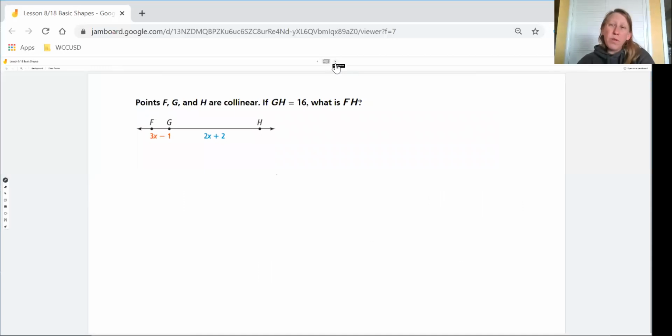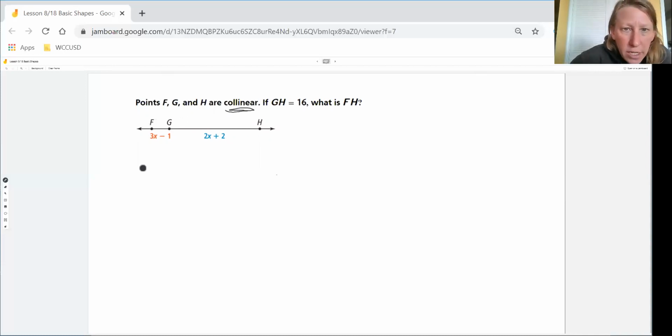Okay, here's a math problem that we can do with line segments. It says that points F, G, and H are collinear. What do you think collinear means? What's the prefix and what's the root word? The root word is line, and co means together. So F, G, and H are together on the same line. And you can see in the picture that F, G, and H are all in a straight line, and they're all on this line together.